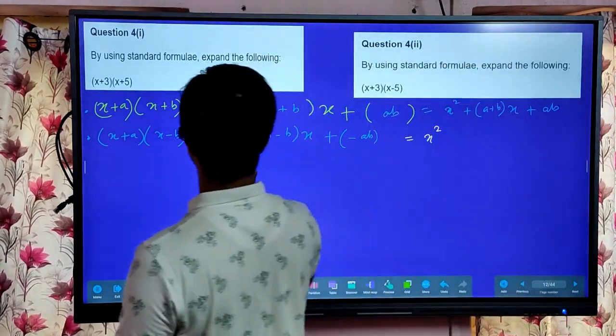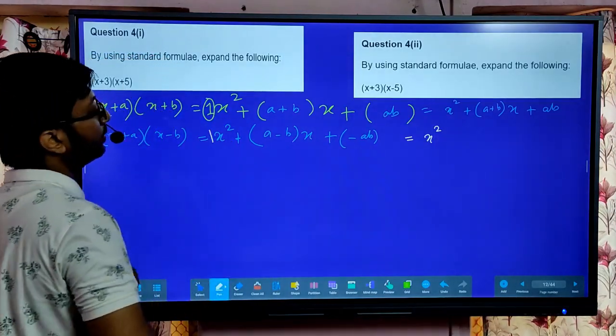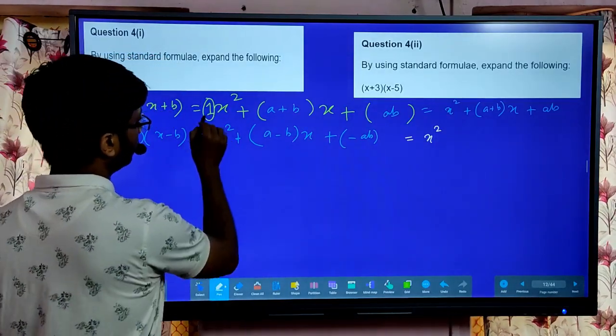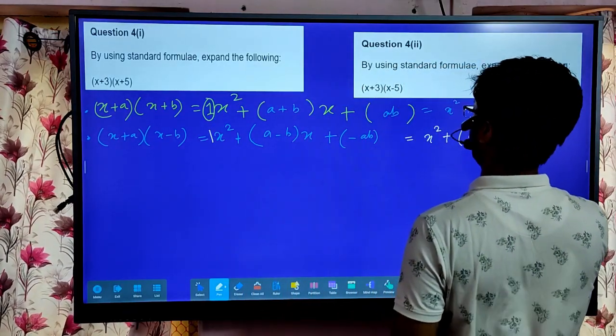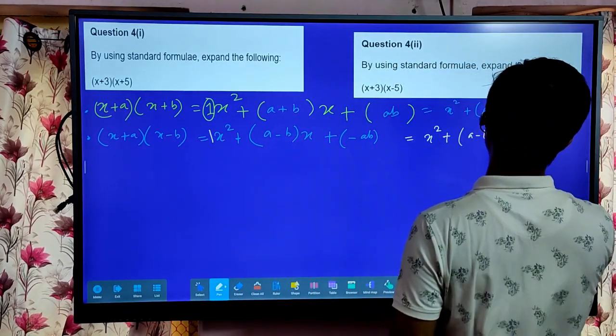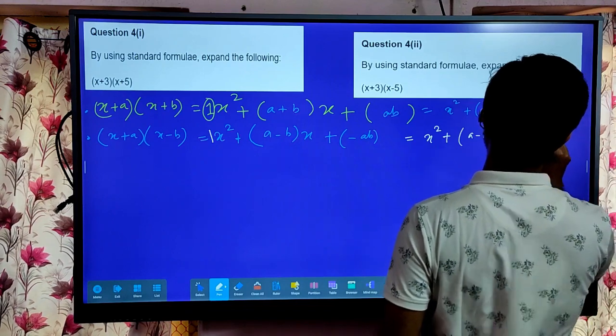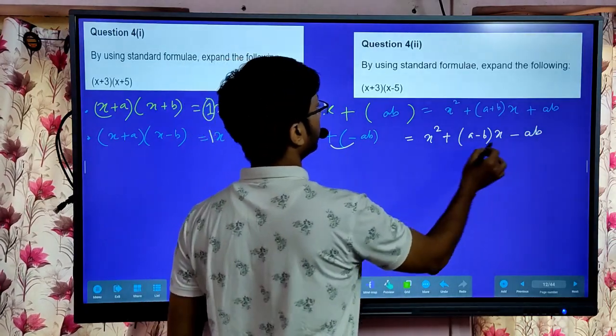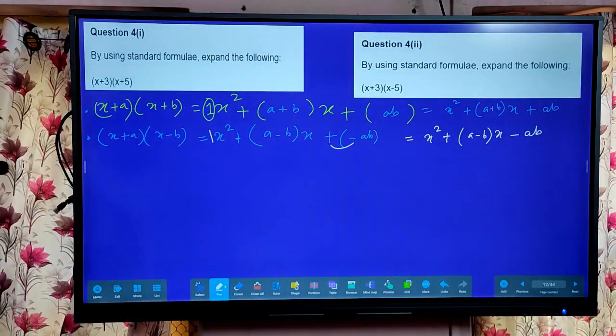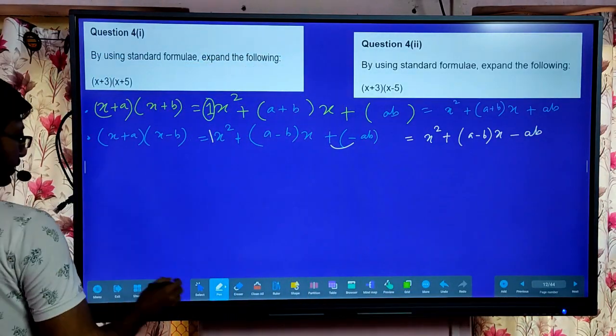So coefficient will be 1. Coefficient is 1. Here also the coefficient is 1. You don't have to write 1. Plus a minus b x minus ab. Plus minus will be minus. Okay. Now see another form.